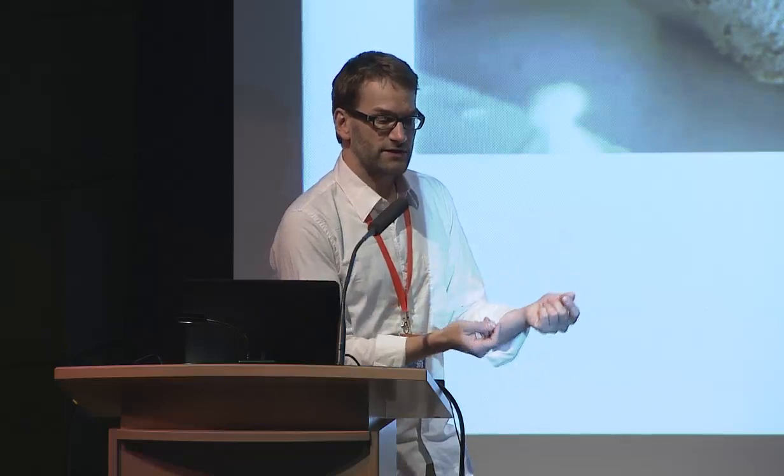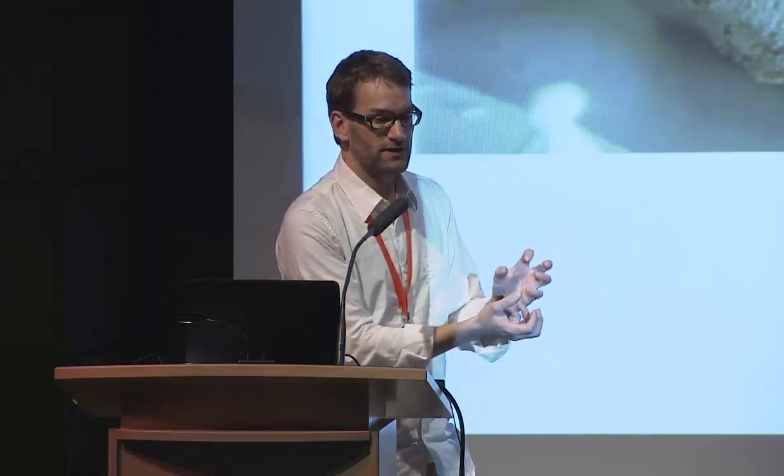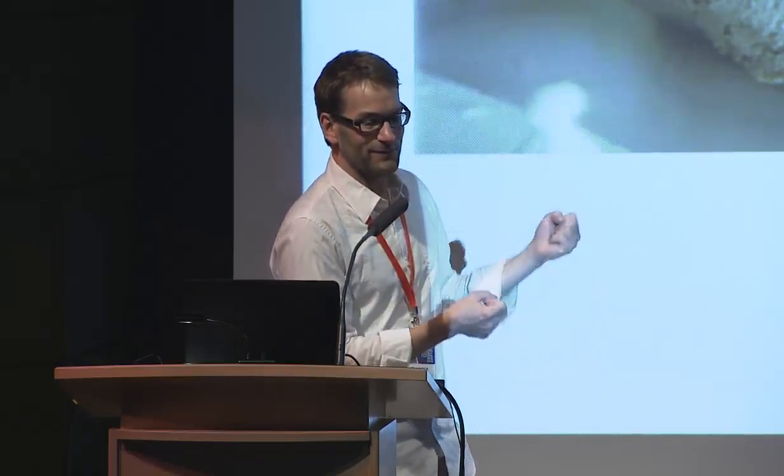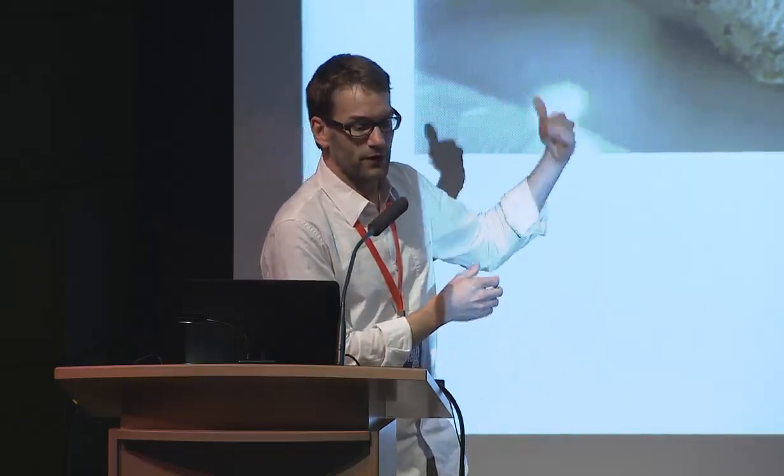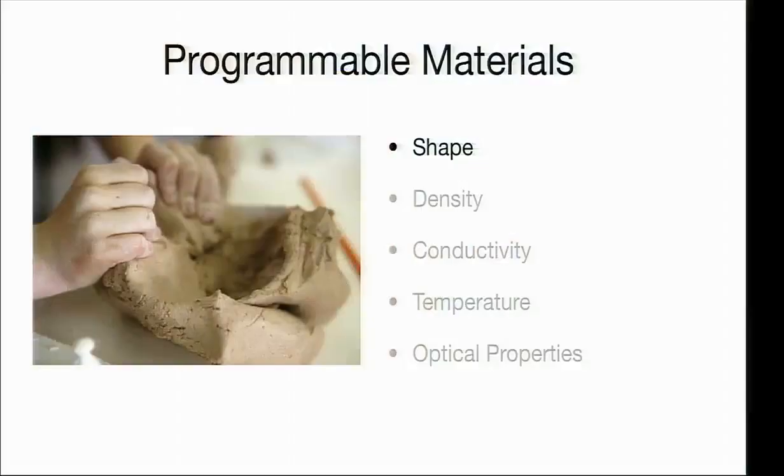So the idea is, could we make a material that is smart, that can pick up what we do with it, kind of like clay, but smarter than that, and where we can control material properties programmatically. So we can control, for instance, shape, density, conductivity, temperature, or the optical properties. So my first project was about shape.